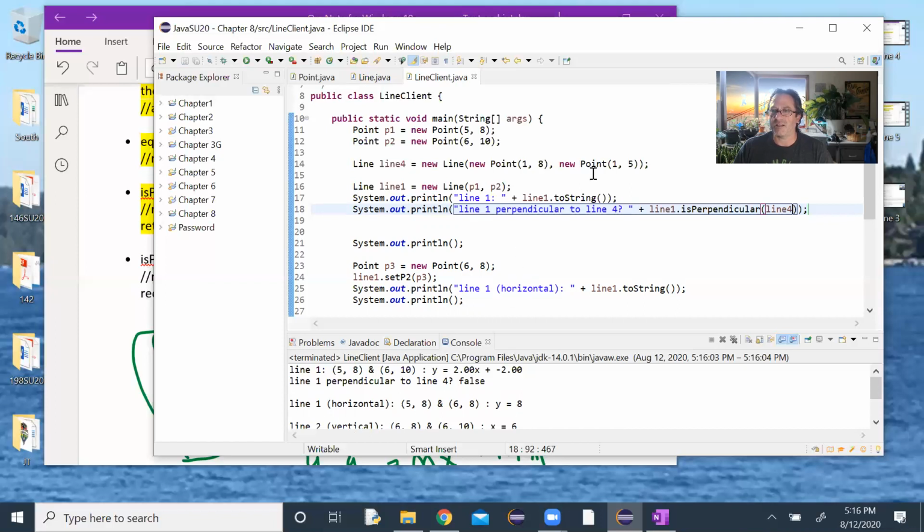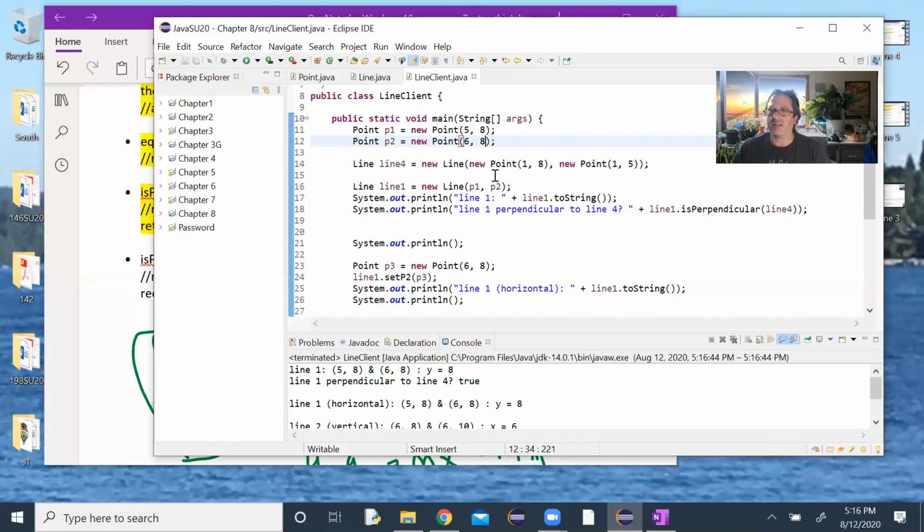Line 1 perpendicular to line 4 is false. I also want to check, this line 4 was a horizontal line. Well, it shouldn't matter. So now, line 4 here is, no, is vertical. Line 4 is vertical. Let's make line 1 horizontal, so this would have the same y values. That would be line 1 is horizontal, and line 4 is vertical. And so those should now be perpendicular. Line 1 perpendicular to line 4, true. Good.